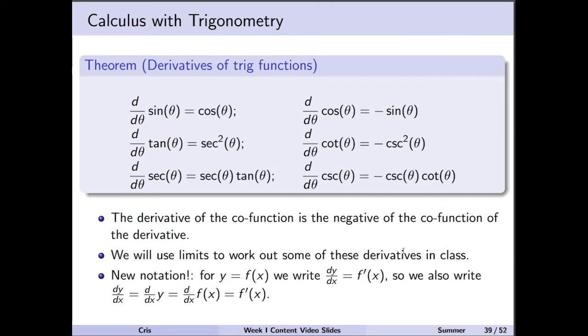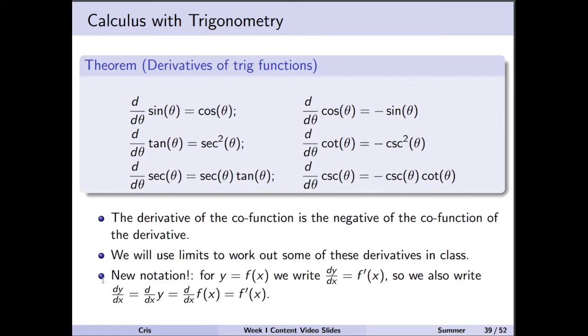Here are the derivatives of the trig functions. We will work these out in class, but I just list them here. The derivative of sine theta is cosine theta. The derivative of tangent theta is secant squared theta. And I'd like to point out I'm using a new notation here. I'm using this operator d over d theta to mean take the derivative with respect to theta of tangent theta.